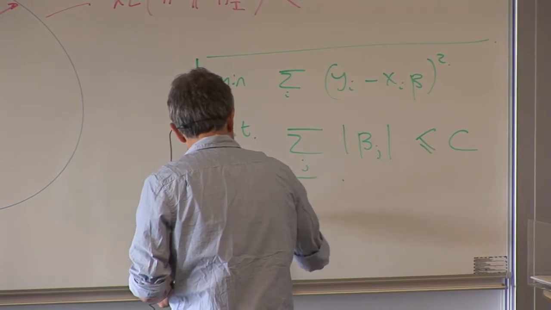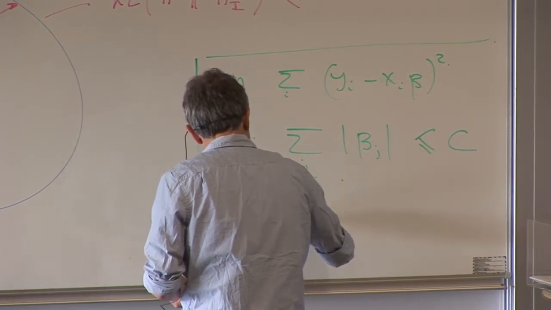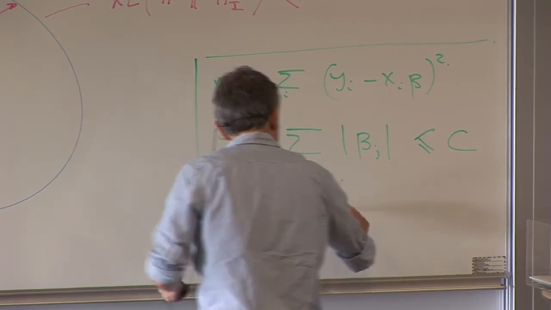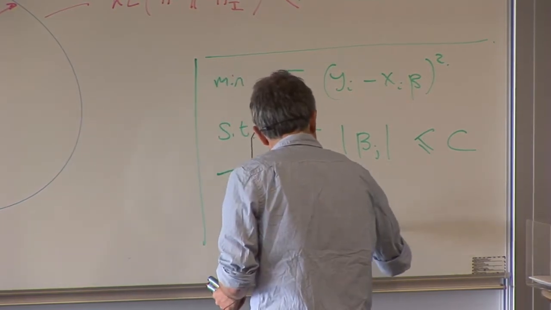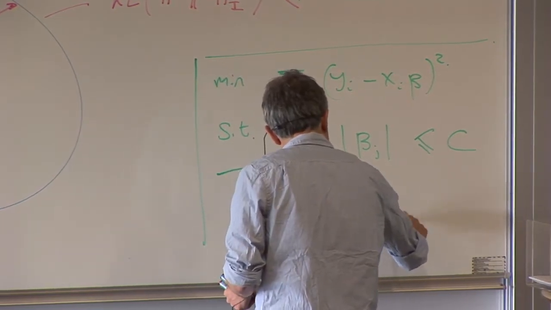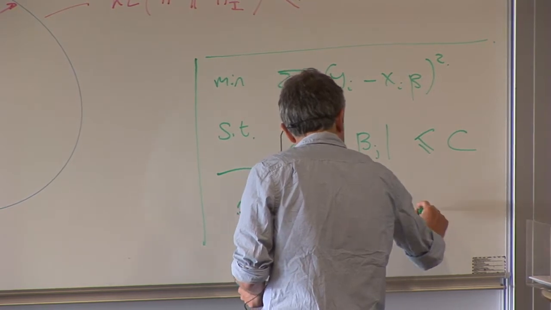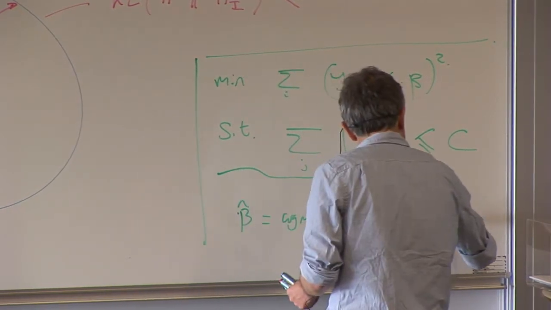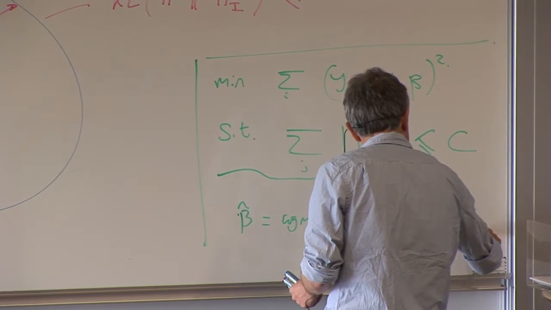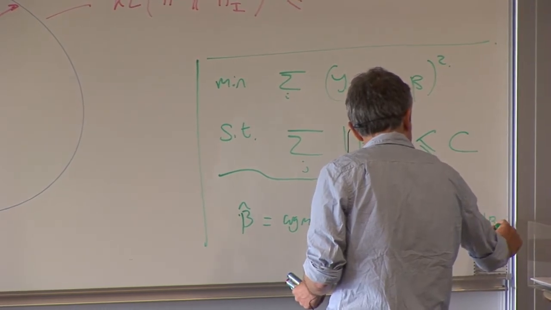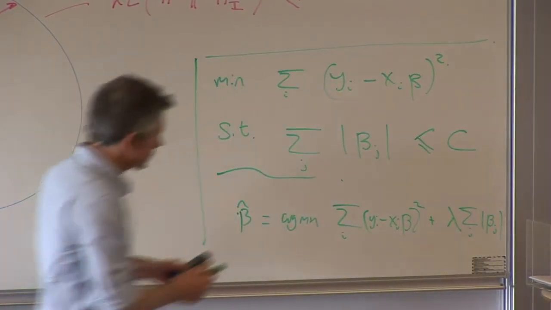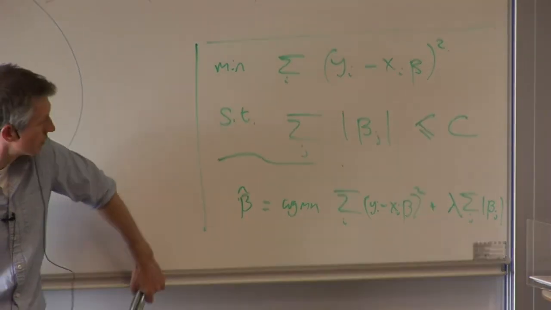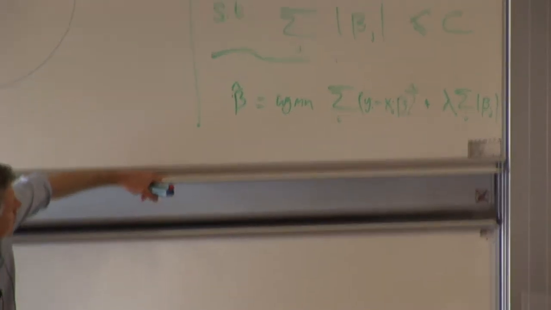set beta hat to be the arg min of the sum over i of (y_i minus x_i beta) squared, plus lambda times the sum over j of the absolute values of beta_j. Can you all see this? Yeah?